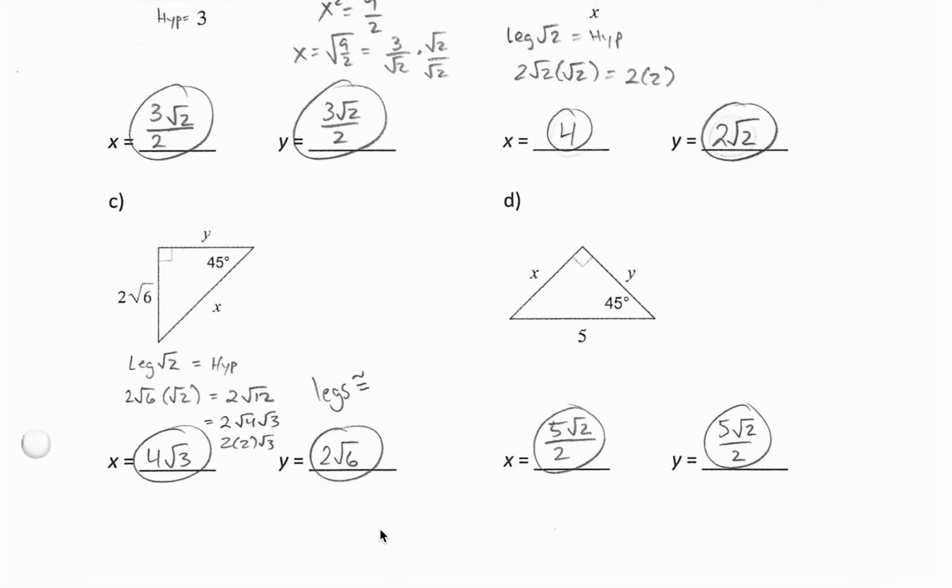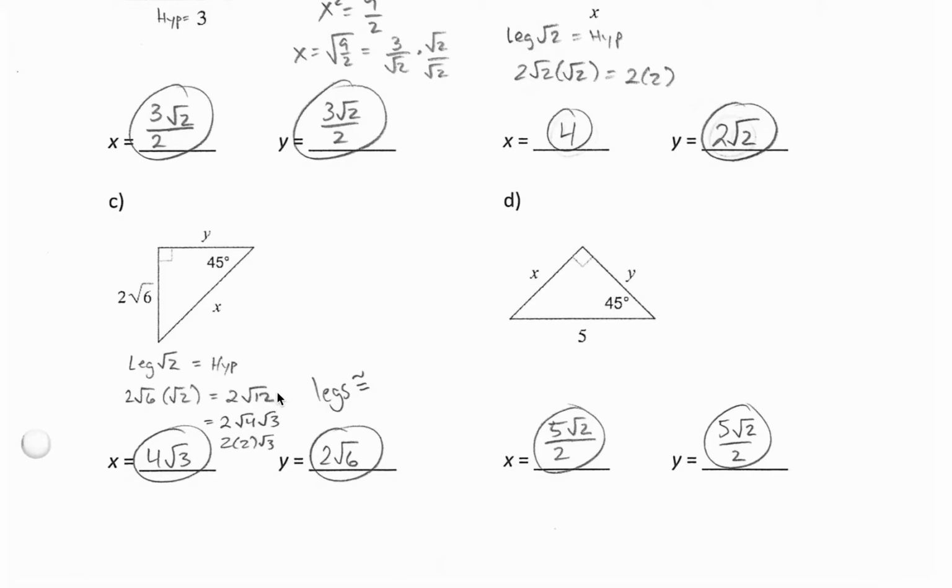All right, in part C, we're given the leg. So in order to find the hypotenuse, we're going to multiply by the square root of 2. So the square root of 6 times the square root of 2. Since they're both square roots, we're allowed to multiply them together under the radical. 6 times 2 gives us 12. So 2 times the square root of 12 is the length, but that's not, again, considered simplified because we can simplify by factoring this number 12 under the square root.